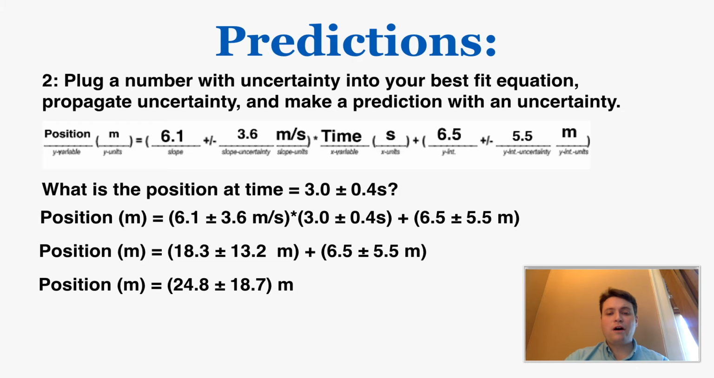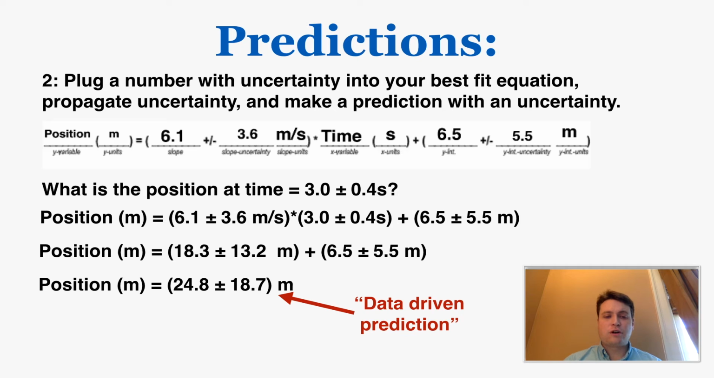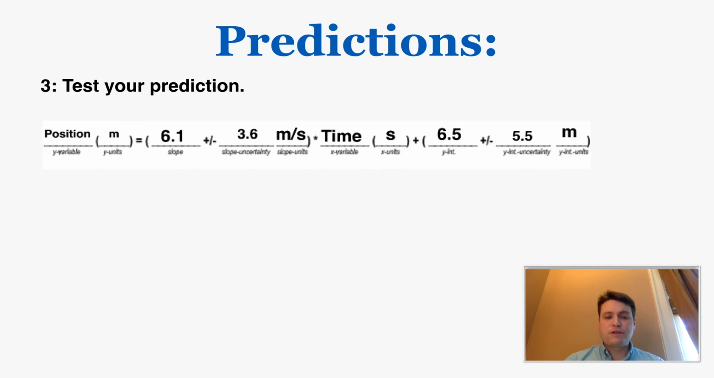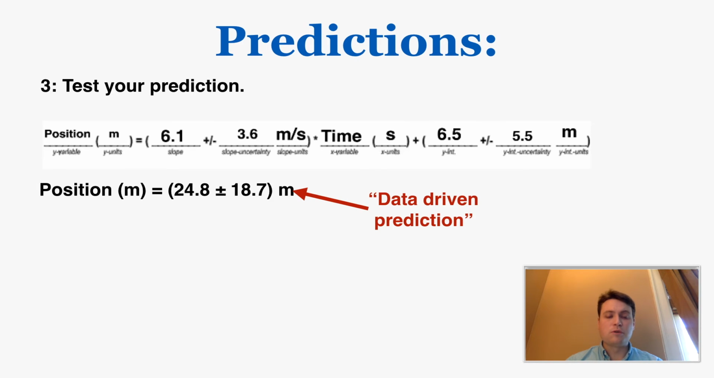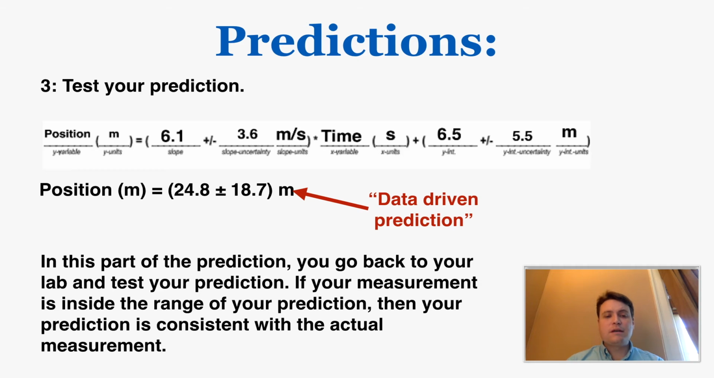So this is what I would call my data-driven prediction. It's data-driven because it was created by the data that I took from my lab that I graphed to come up with my average best fit equation. So this is what I would write in the data-driven prediction section. The test itself should determine whether the number that you get is inside of the range that your prediction is giving you. So my prediction is giving me a range of 24.8 plus or minus 18.7. So if I do a test and my number is within that range, then my prediction is correct.